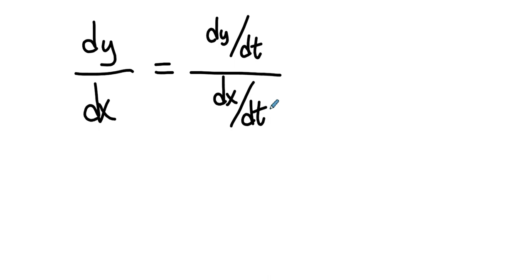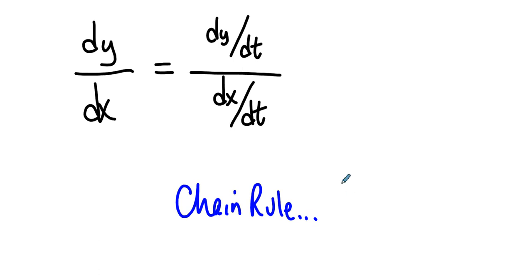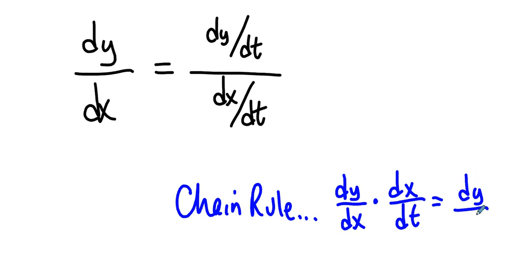Why? Well, the chain rule says, you remember the chain rule from Calculus 1, right? The chain rule says that if you multiply dy/dx times dx/dt, you get dy/dt. And since we want dy/dx by itself, this result very quickly follows. When we want dy/dx, the slope of the tangent line, we find dy/dt and divide by dx/dt.